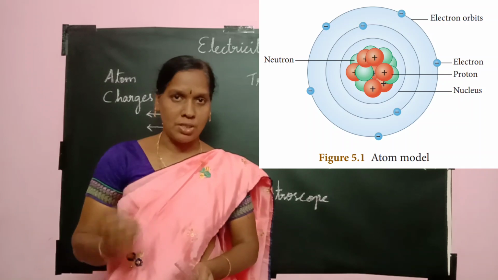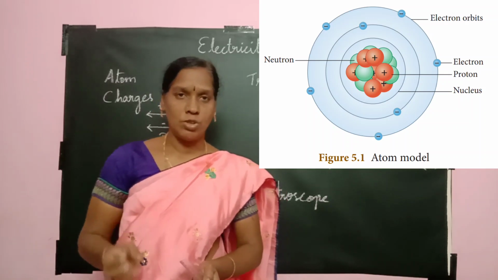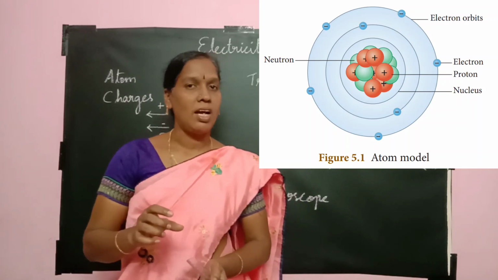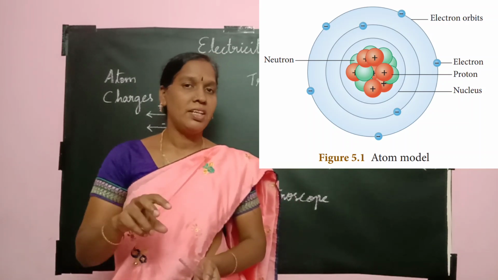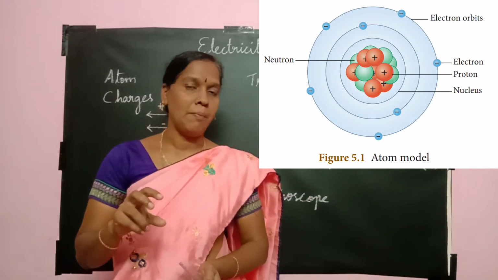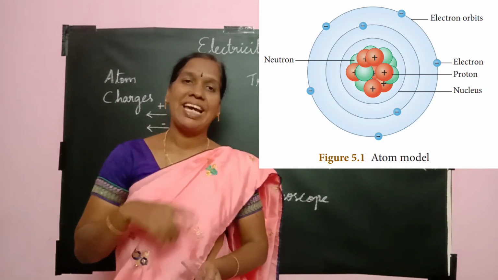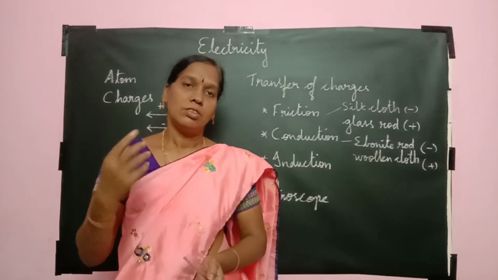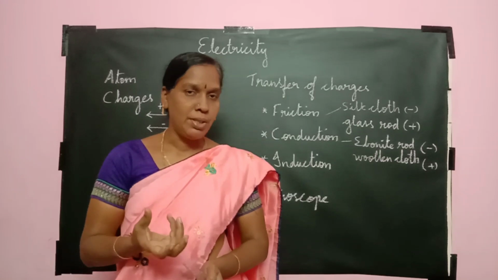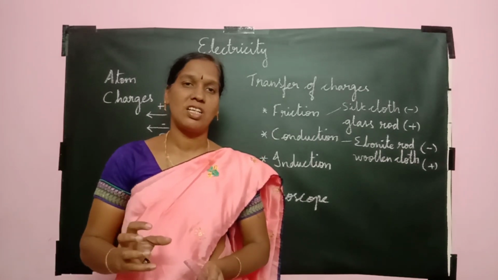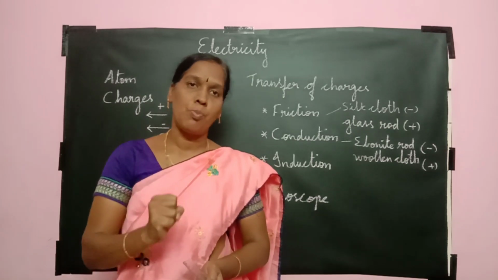Proton is said to be positive charge, neutron neutral charge and electrons negative charge. Protons and neutrons combine together in the nucleus. Okay, it is at the center of the atom and the electrons will be revolving around it in a circular orbit. So free movement of electrons will be taking place, but inside the nucleus, protons and neutrons are closely bound.